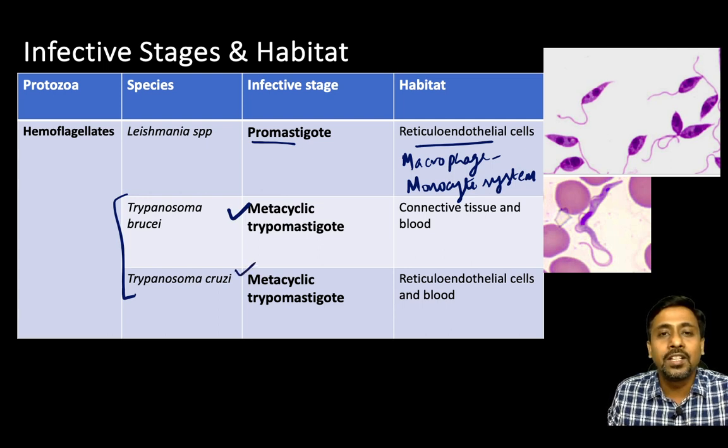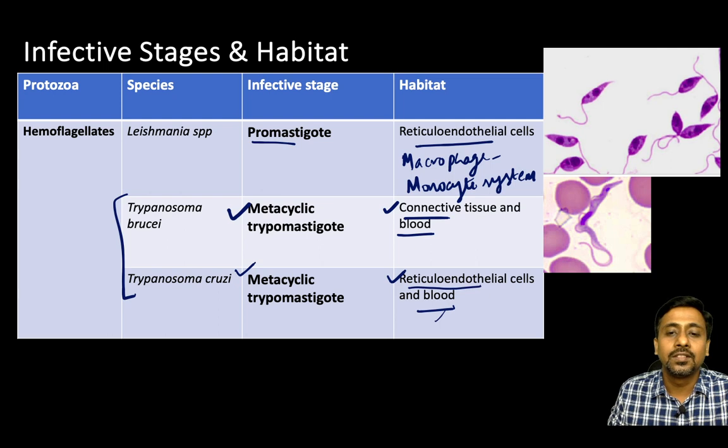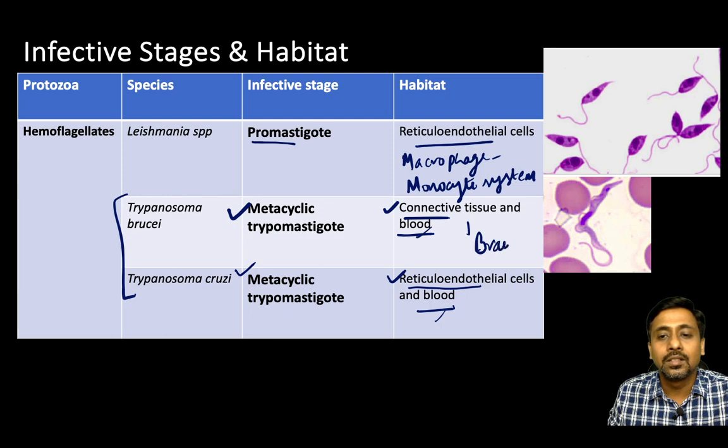However, the habitat is slightly different. Both are present in blood, but Trypanosoma brucei is present in connective tissue, whereas Trypanosoma cruzi is present in reticuloendothelial cells. Okay, connective tissue and reticuloendothelial cells and blood. So just remember this. The commonest site is brain.